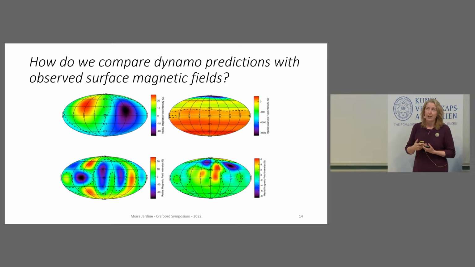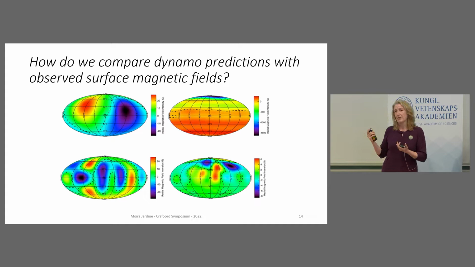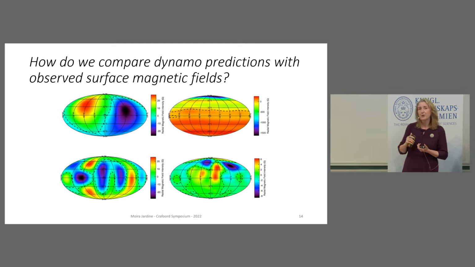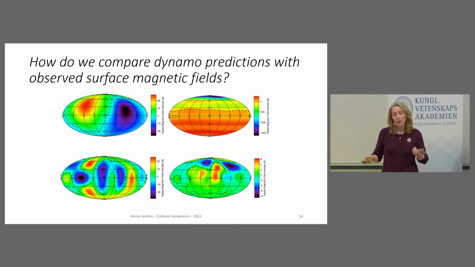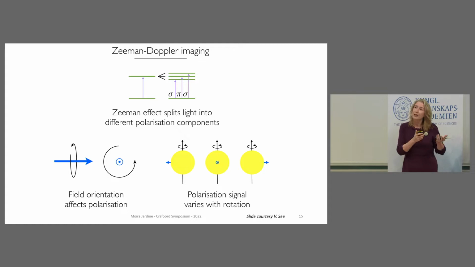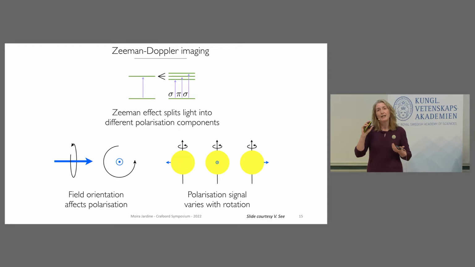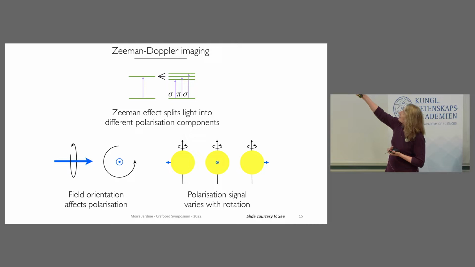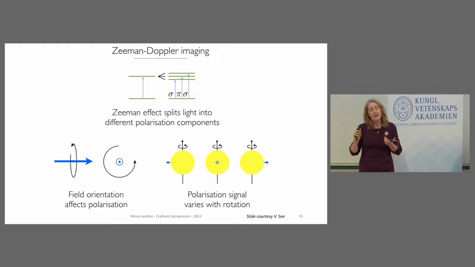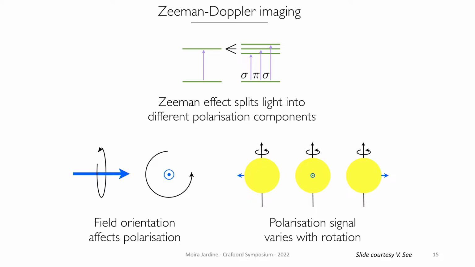But I just told you that we can't resolve the surfaces of these stars. They're much too small, they're much too far away. So how do we produce maps like this of their surfaces? Well, we put together two different pieces of physics. We put together what we understand about the Zeeman effect. So we know that the Zeeman effect splits light into different polarized components. So a line that was single here will be split into different components. And the polarization that you see depends on the orientation of the field. So what you see when the field is in the plane of the sky for you is quite different to what you see if the magnetic field is pointing towards you.